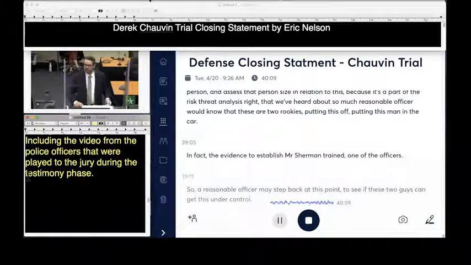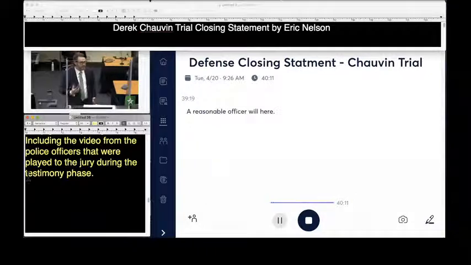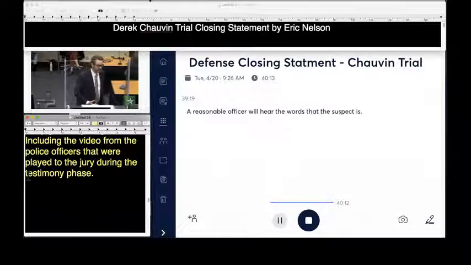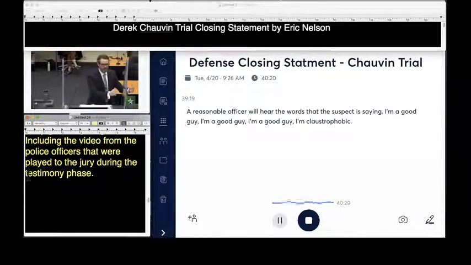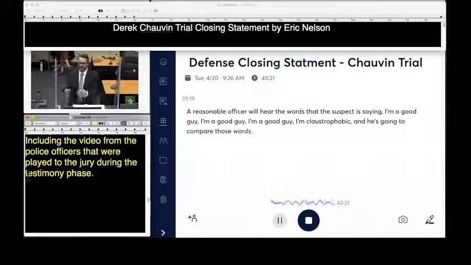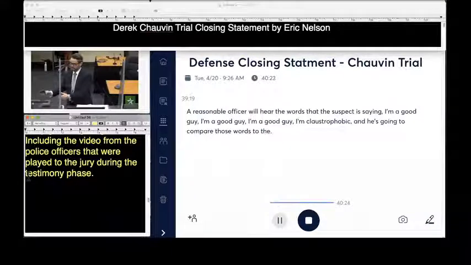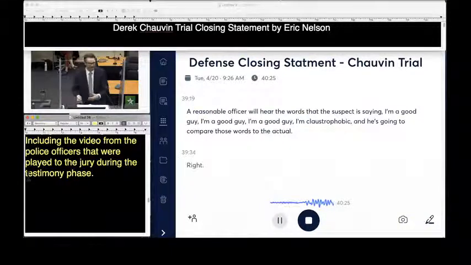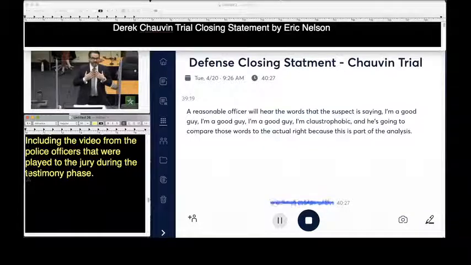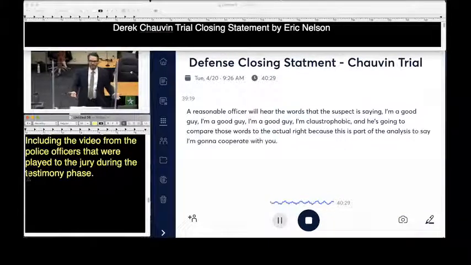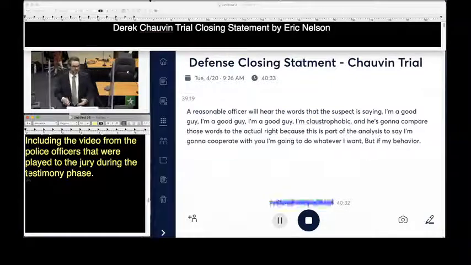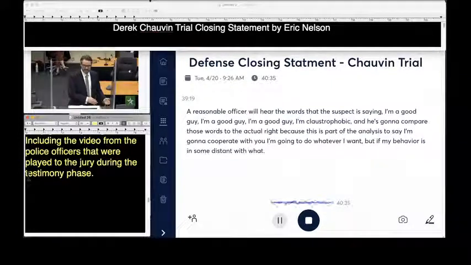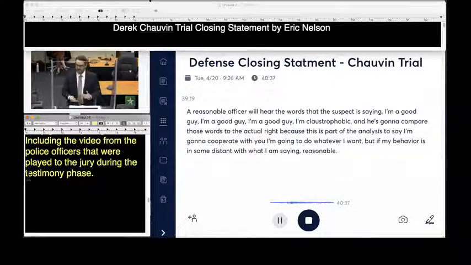A reasonable officer will hear the words that the suspect is saying. "I'm a good guy, I'm a good guy, I'm claustrophobic." And he's going to compare those words to the actions of the individual, right? Because this is part of the analysis. Because I can say, I'm going to cooperate with you, I'm going to do whatever I want. But if my behavior is inconsistent with what I am saying, a reasonable officer takes that into consideration.